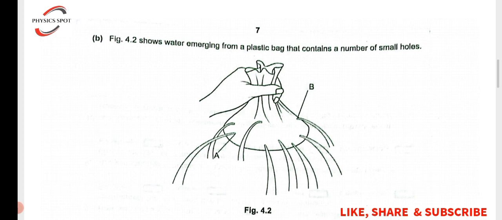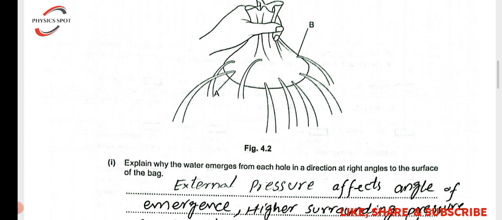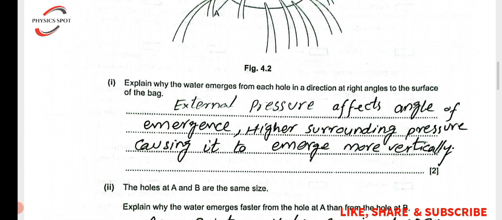Figure 4.2 shows water emerging from a plastic bag that contains a number of small holes as shown. Explain why the water emerges from each hole in the direction at right angle to the surface of the bag. Remember that external pressure affects the angle of emergence. Higher the surrounding pressure, causing it to emerge more vertically. Okay.